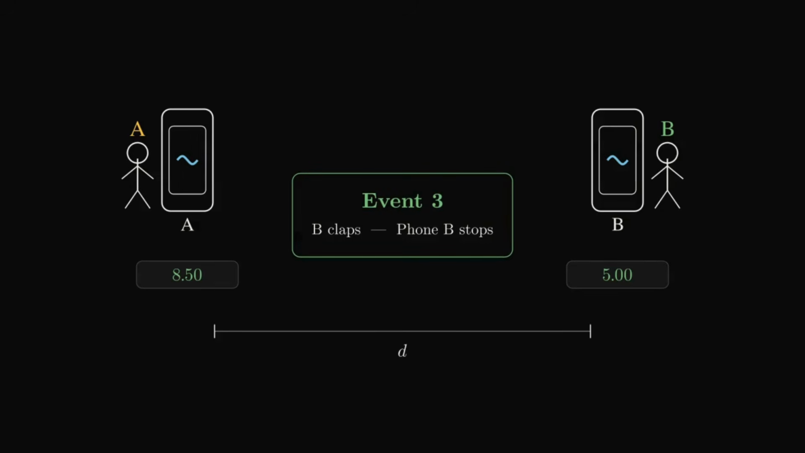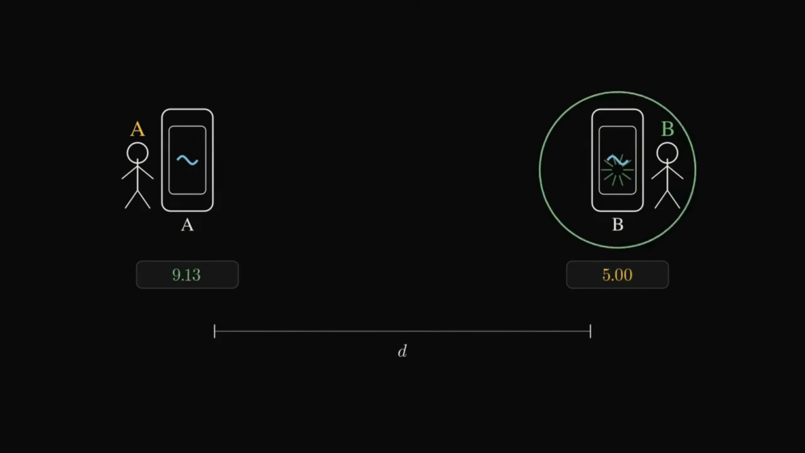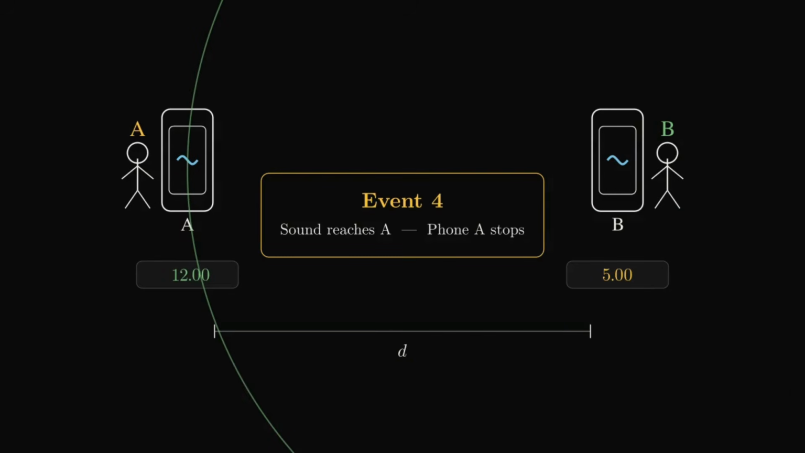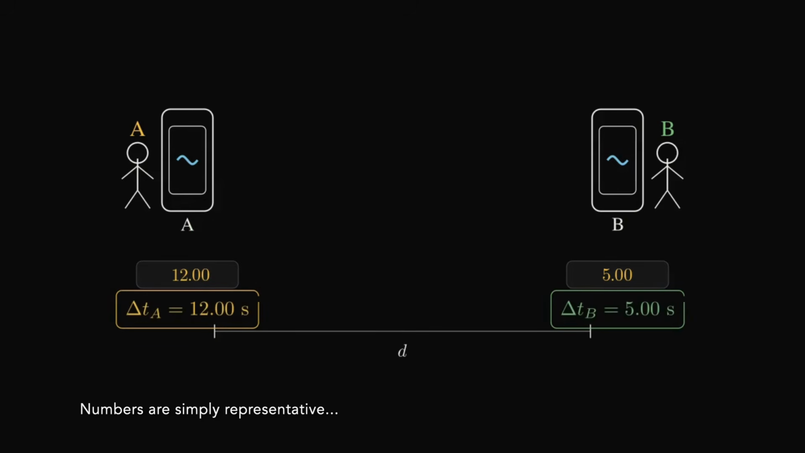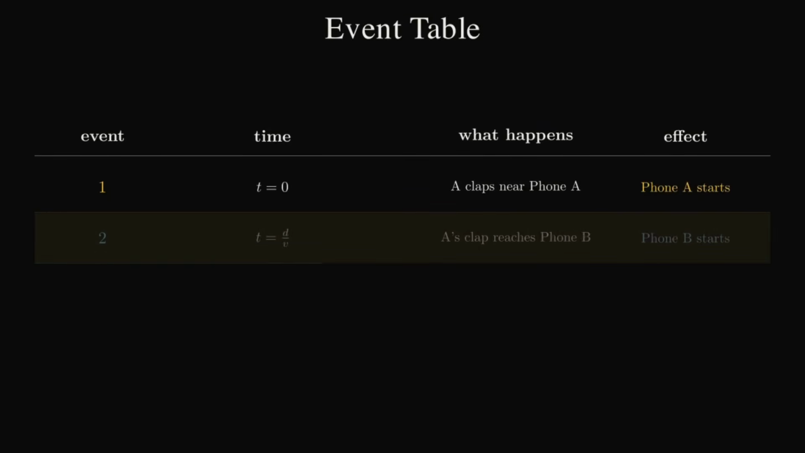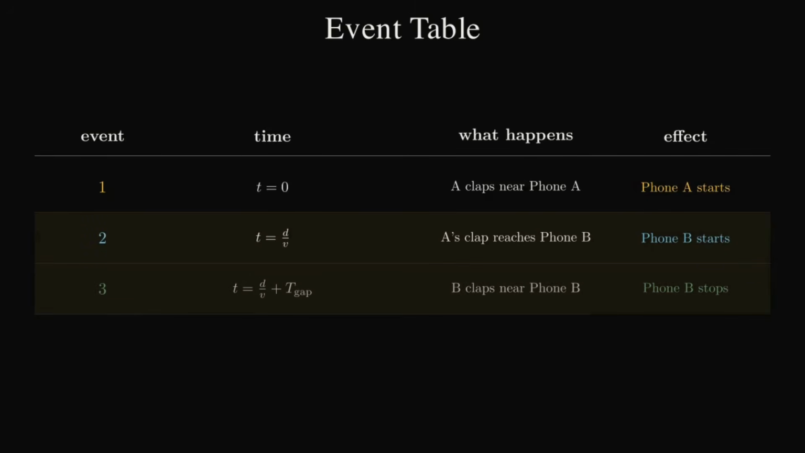This time, their timer stops first, and a moment later, when the clap sound has traveled to you, your timer stops as well. You now have two readings, delta TA from your phone, delta TB from your friend's phone. Here is exactly what happened, event by event. We define T gap as the time between timer B starting and timer B stopping. In other words, exactly what your friend's phone measured.